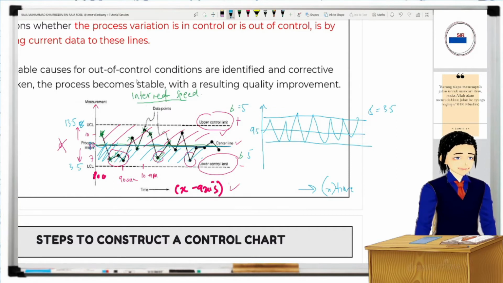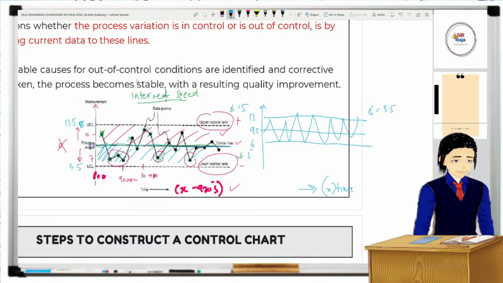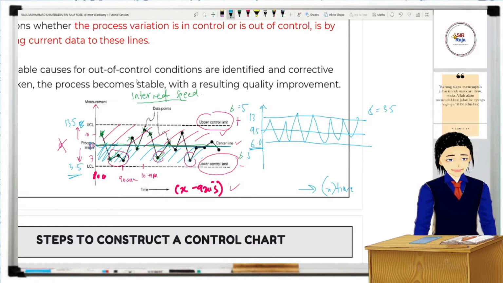So, basically, you want to achieve stability. But if you get an increment, that's good as well. That's a lot better. But mostly, we are trying to get stability. So, 9.5 plus 3.5, 13. And then minus 3.5, this is going to be 6. Yeah, it's 6. Before this, you could get to 3.5. Now, you're going to get 6. So, that's getting improvement there.